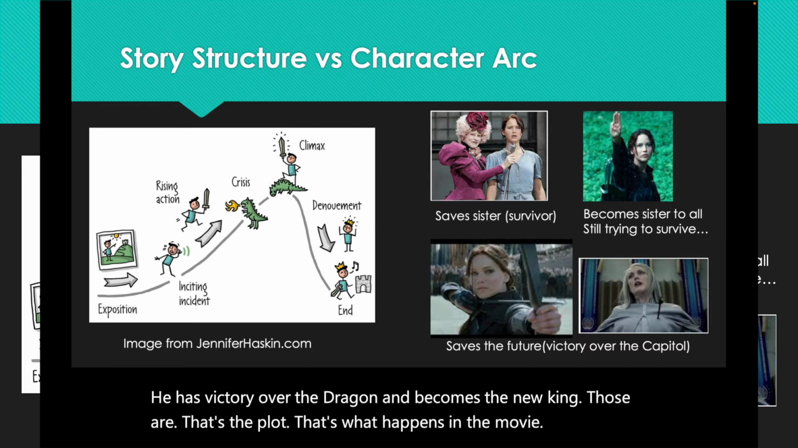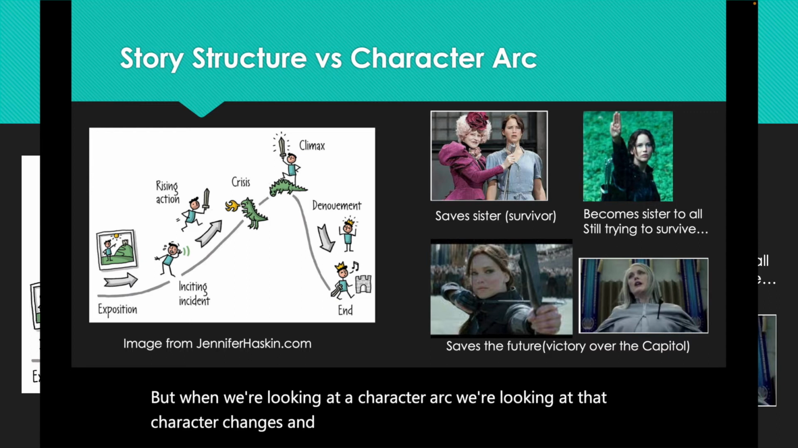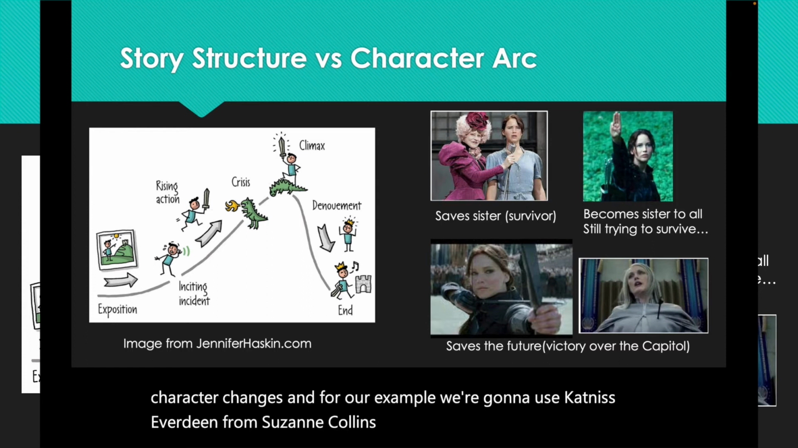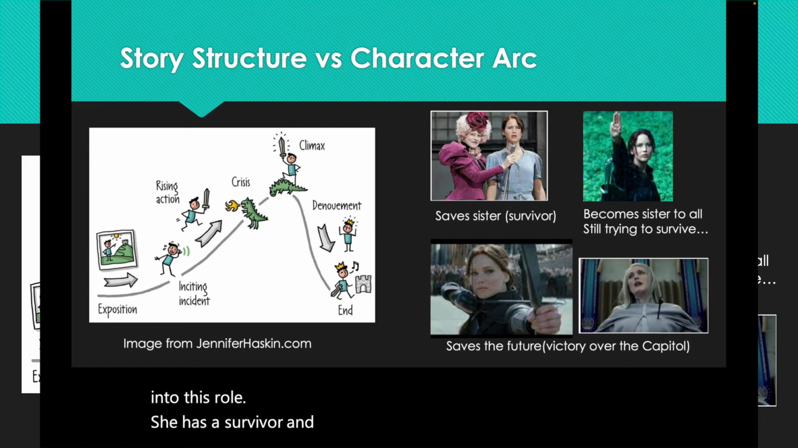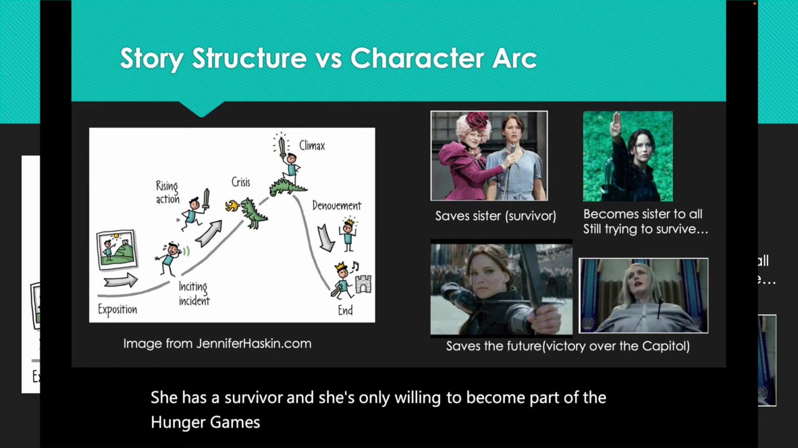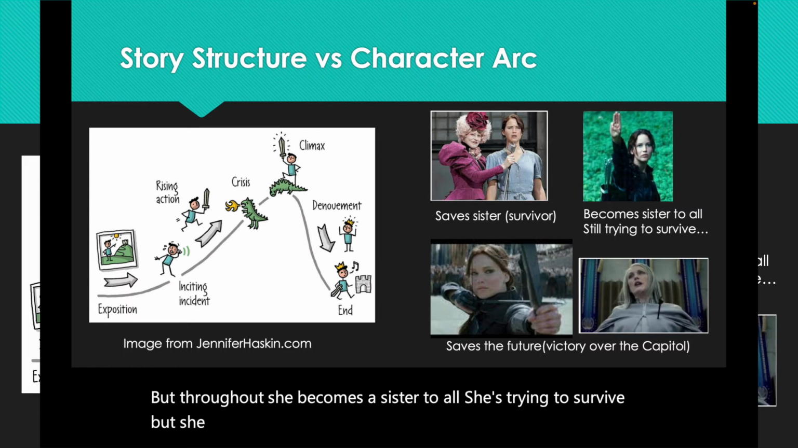But when we're looking at a character arc, we're looking at how that character changes. And for our example, we're going to use Katniss Everdeen from Suzanne Collins' The Hunger Games. Katniss is thrust into this role. She is a survivor, and she's only willing to become part of the Hunger Games in order to save her sister. But throughout this, she becomes a sister to all. She's trying to survive, but she is fighting for all of us now.